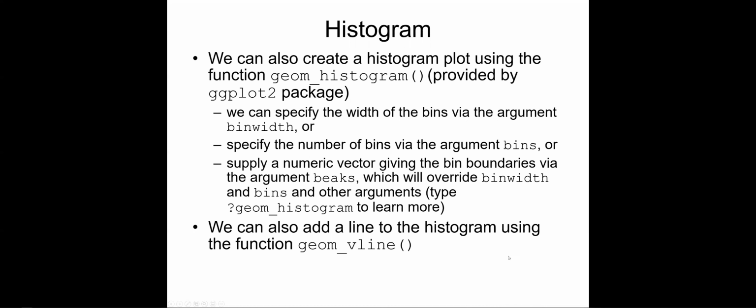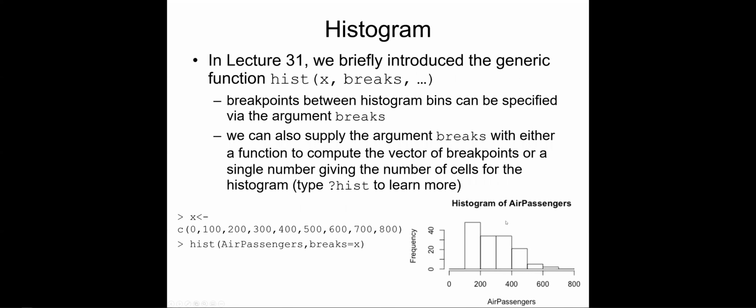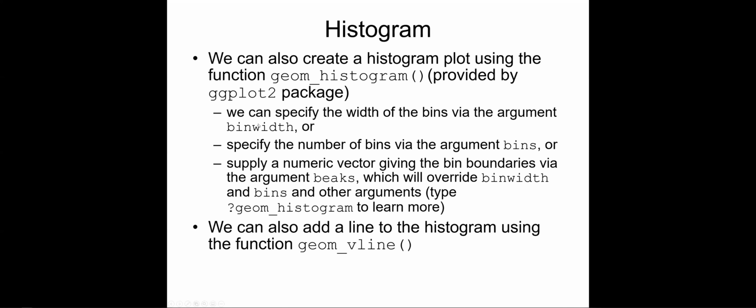Now you can also plot this histogram using the ggplot2 package. We use the function called geom_histogram in ggplot2, and then what are the arguments that it can take? We can specify the width of the bins, just as you saw these bins in the histogram. These bars are called the bins. We can say how wide we want these bars to be. So that's called the bin width.